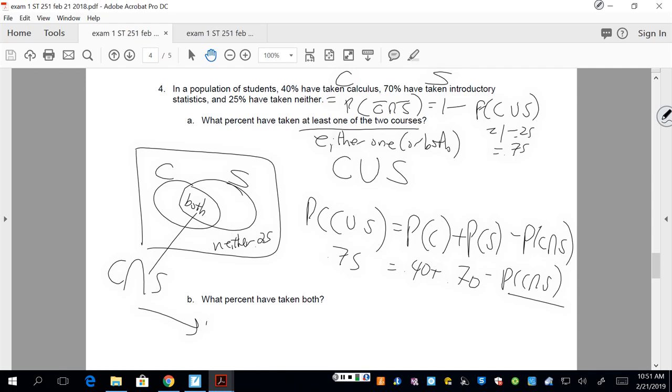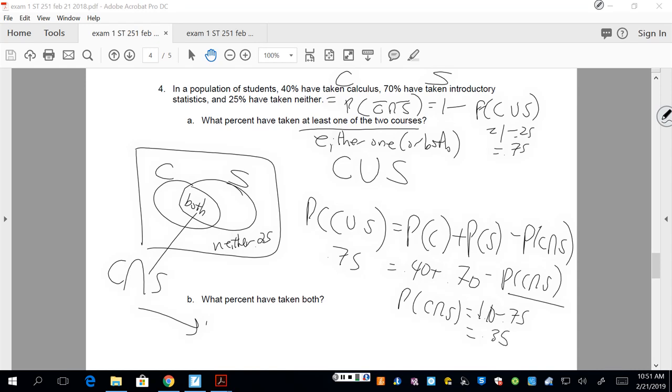Sometimes it gets a little bit more complicated. So you know somebody's taken statistics. What's the chance they've also taken calculus? So you can do a conditional probability in this case. So the chance of both, right? It's 1.1 minus 0.75. So there is 0.35. I've done both.